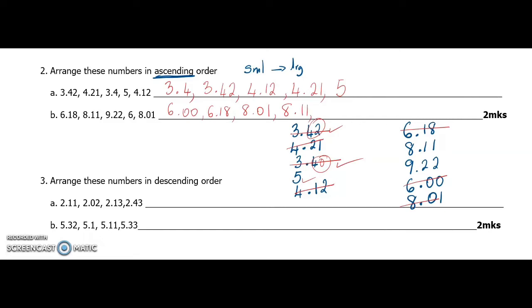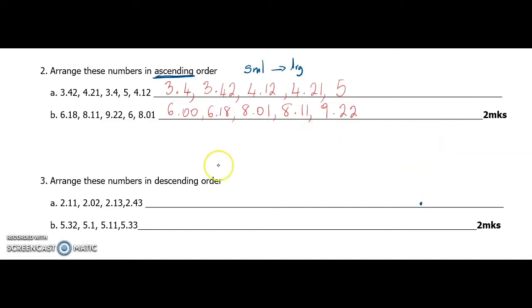The next question we're going to look at is number 3, and it is asking us to arrange the following numbers in descending order. So we're going to arrange them from the largest to the smallest. We're just going to go ahead and arrange our numbers in place value. So we have 2.11, 2.02, 2.13, and 2.43. So with this question, all the numbers are actually starting with the number 2.